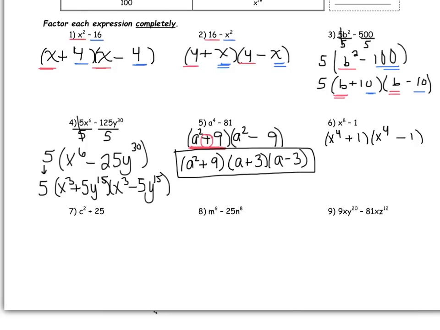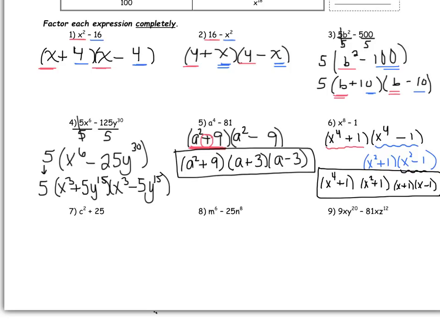We know that this is not a difference of 2 perfect squares, so I can't factor that anymore. But is this a difference of 2 perfect squares? Your answer is yes. This can be broken down into x squared plus 1 and x squared minus 1. Can I factor any more? Well, you should see here is another difference of 2 perfect squares. So this would be x plus 1, x minus 1. And now just bring down everything else. x squared plus 1 and x to the 4th plus 1. So that is your final answer.